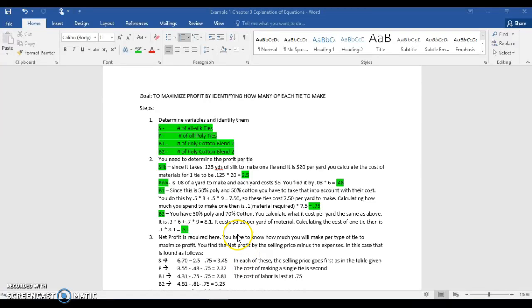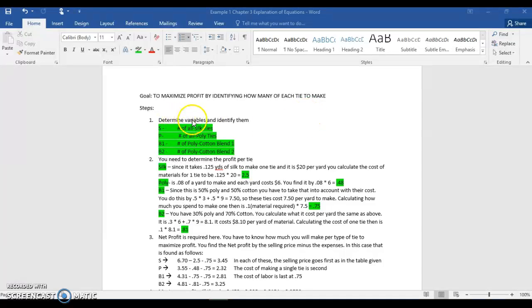Okay, class, I want to give you some further examples from the book so that you can hopefully understand what you're reading. This is from example 1 from chapter 3, where it's doing the Fifth Avenue Industries. First off, here are the things you need to understand. In this problem, your goal is to maximize the profit by identifying how many of each tie you need to make, okay? So that's your goal right now.